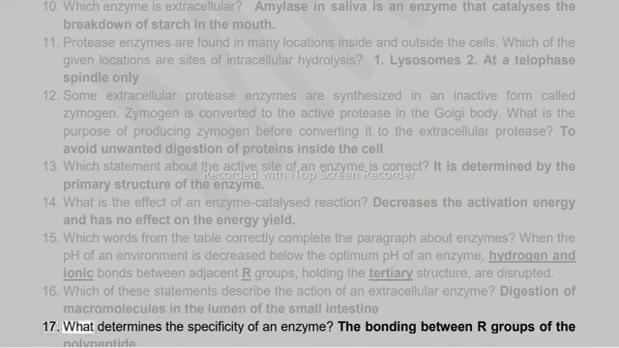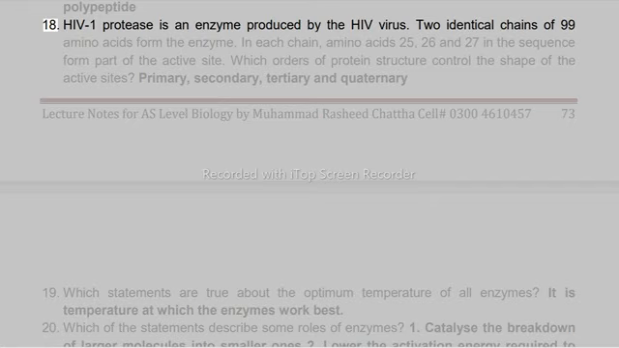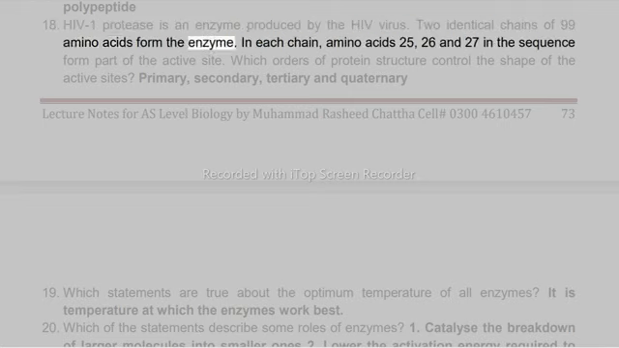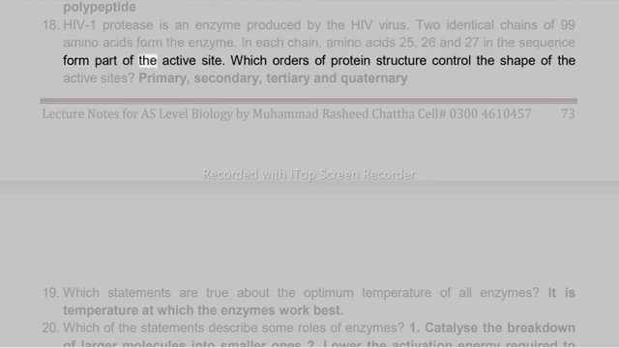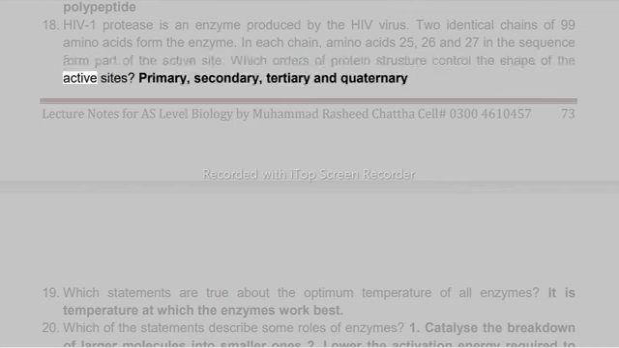17. What determines the specificity of an enzyme? The bonding between R groups of the polypeptide. 18. HIV-1 protease is an enzyme produced by the HIV virus. 2 identical chains of 99 amino acids form the enzyme. In each chain, amino acids 25, 26 and 27 in the sequence form part of the active site. Which orders of protein structure controlled the shape of the active sites? Primary, secondary, tertiary and quaternary.